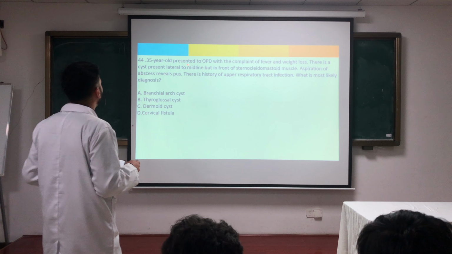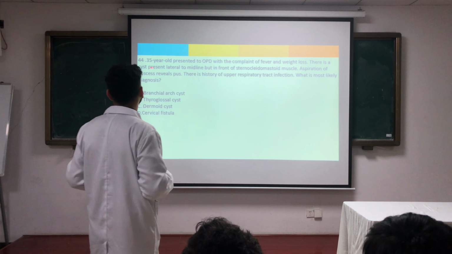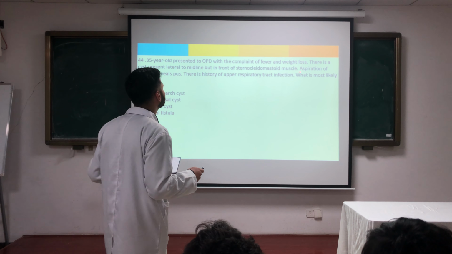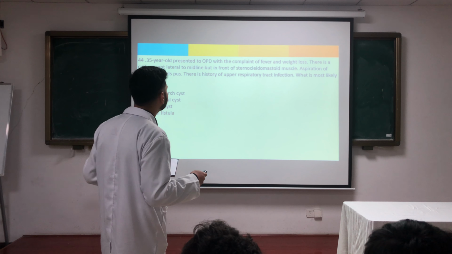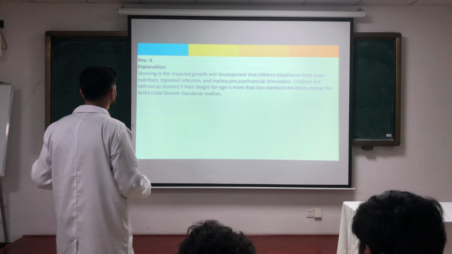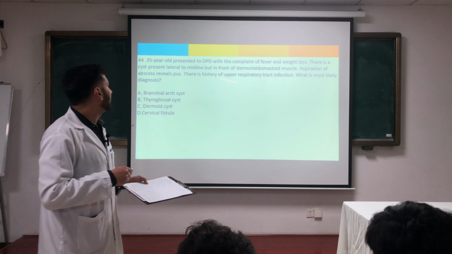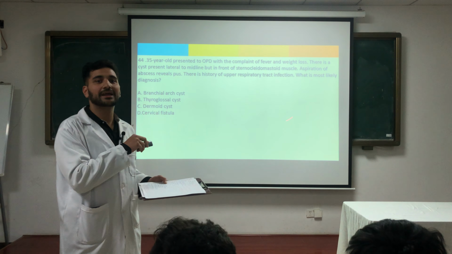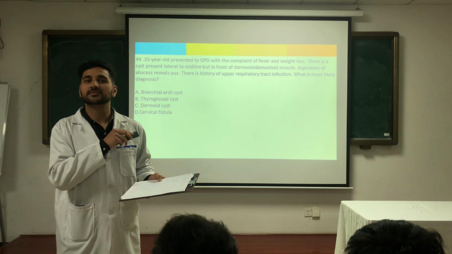A 35-year-old presented to OPD with the complaint of fever and weight loss. There is a cyst present lateral to the midline, but in front of the sternocleidomastoid muscle, and aspiration of the abscess reveals pus. There is a history of upper respiratory tract infection. What is the most likely diagnosis? So, who wants to tell us only the clinical features? Not the diagnosis, only the clinical features. Who wants to answer? Okay, Arslan Majid.